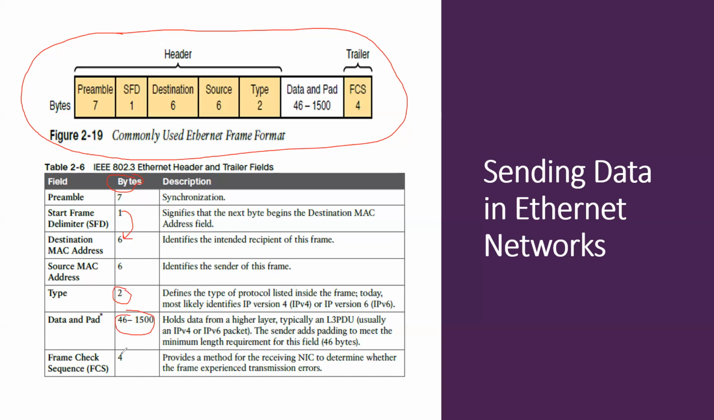Let's read the description as Cisco explains it. It provides a method for the receiving NIC to determine whether the frame experienced any transmission errors. Was it manipulated? Does it look garbled whenever it was transmitting via the wire? So the FCS plays an important role whenever transmitting frames onto the wire and sending frames from the source to its destination. Okay, simple enough.